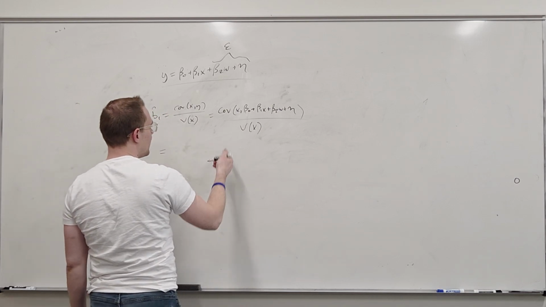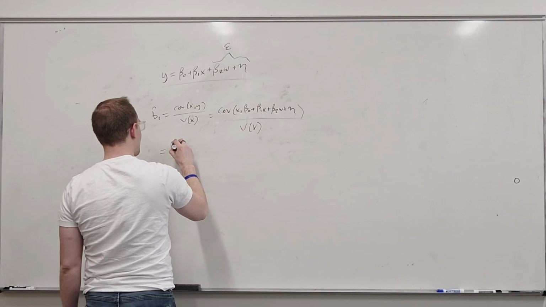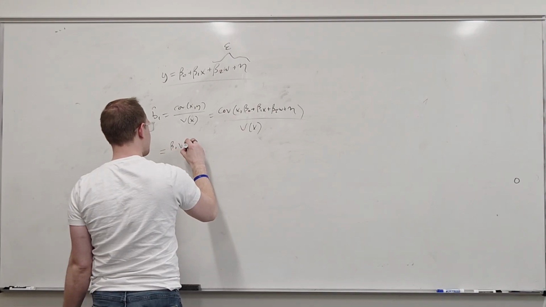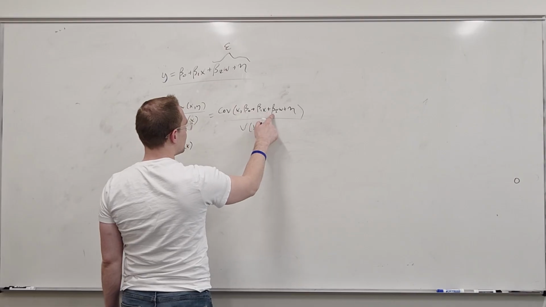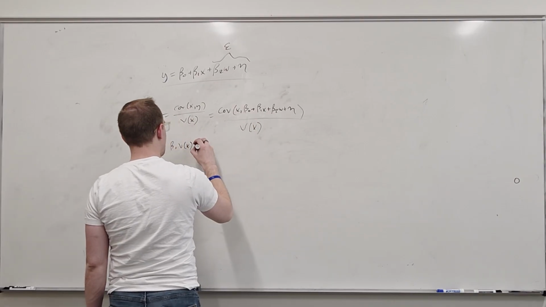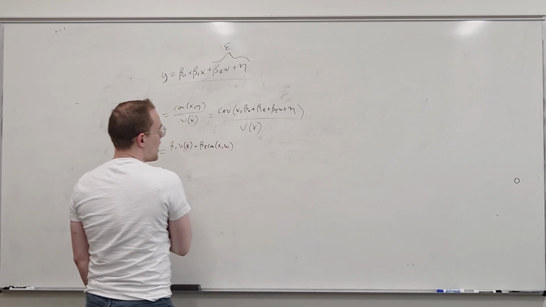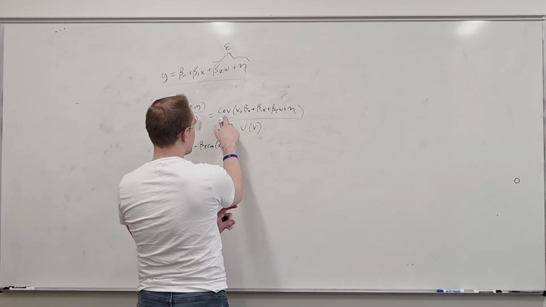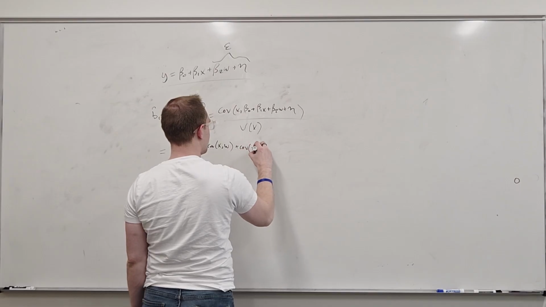All right, so we don't have to worry about that. Covariance of x and x, we can pull beta 1 out. So that's beta 1 covariance of x and x, which is just the variance of x. Okay, fair enough. And then beta 2, pull that out, covariance of x and w, plus the covariance of x and eta.